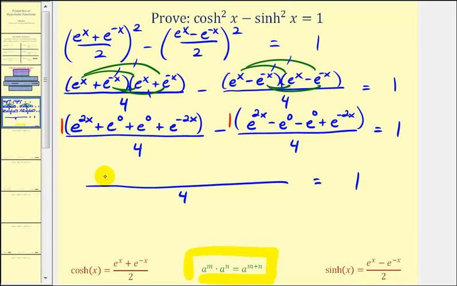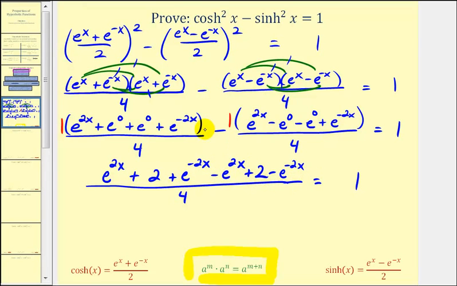So we'd have e to the 2x. Remember, e to the 0 is equal to 1. This is actually 1 plus 1 or 2, and 1 times 2 is 2. And then we have plus e to the negative 2x. Then we'll have minus e to the 2x. Again, this is minus 1 minus 1, so this is actually minus 2 or negative 2. Negative 1 times negative 2 becomes plus 2, and then we have minus e to the negative 2x.